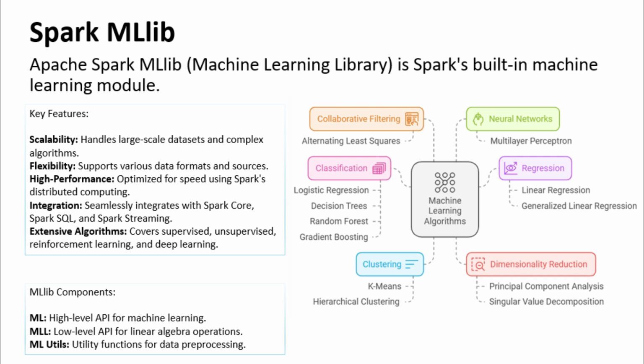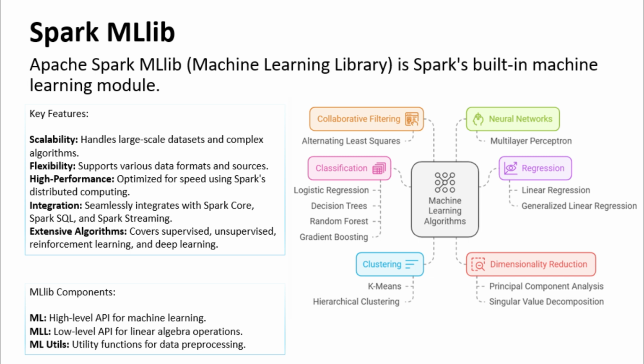Supported algorithms for MLlib are: 1. Classification, logistic regression, decision trees. 2. Regression, linear regression. 3. Clustering, k-means. 4. Collaborative filtering, ALS. 5. Neural networks, MLP. With help of these algorithms, Spark MLlib can be applied to: 1.